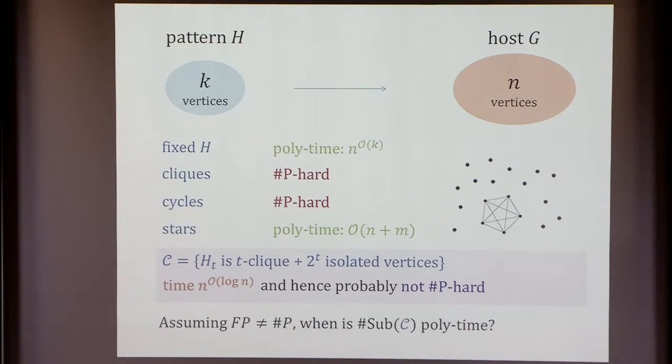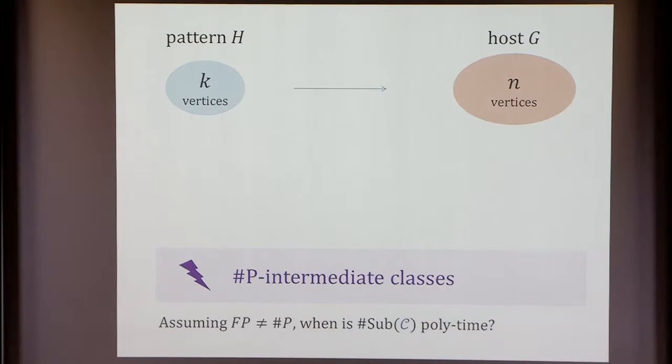And in fact, if you do a more clever construction than just picking 2 to the t isolated vertices, but doing something along the lines of Ladner's theorem, you can actually get truly #P-intermediate classes. So, okay, if this is the question that we want to ask, then we have a problem, namely #P-intermediate classes. We won't get a dichotomy.